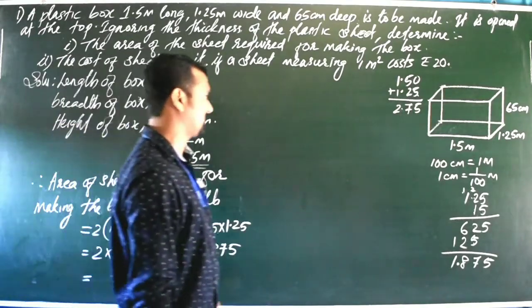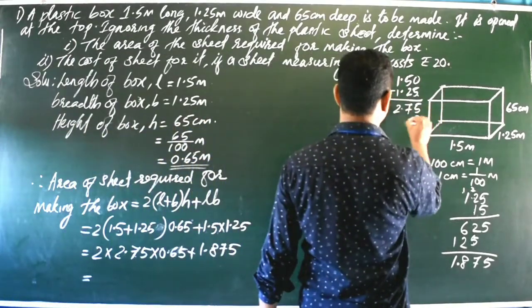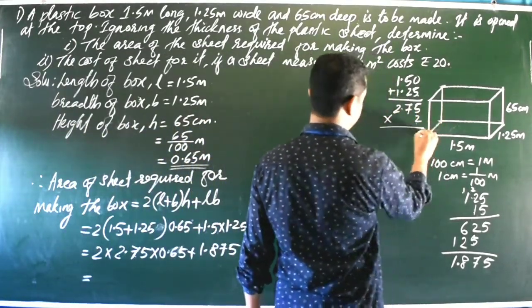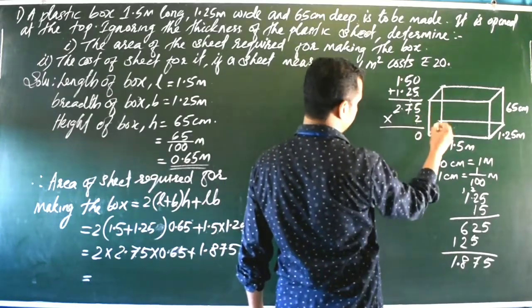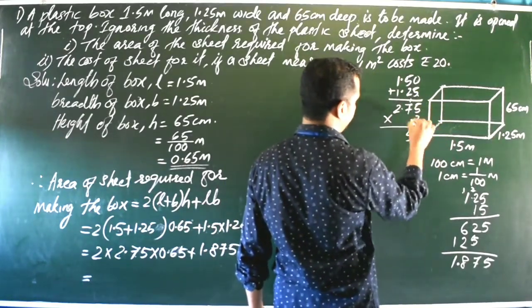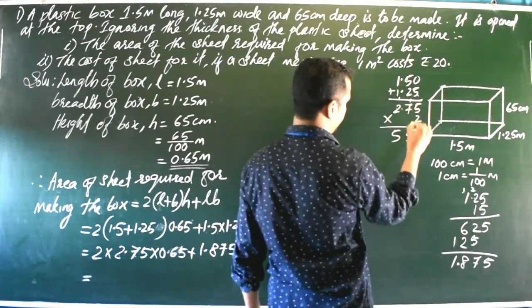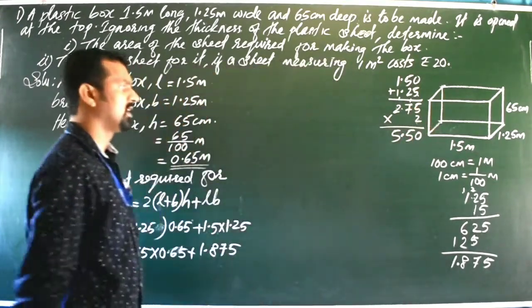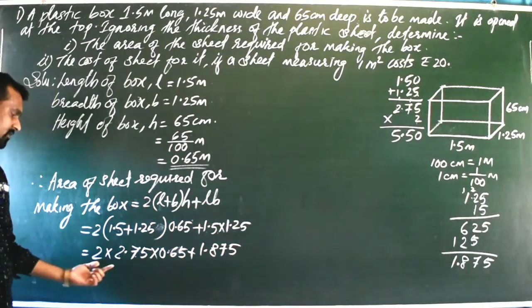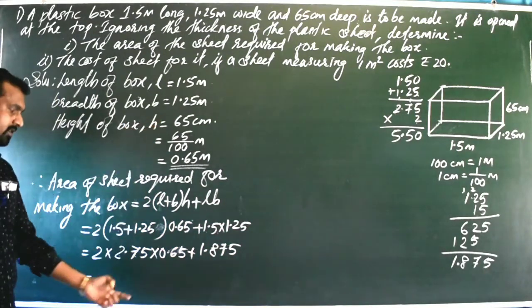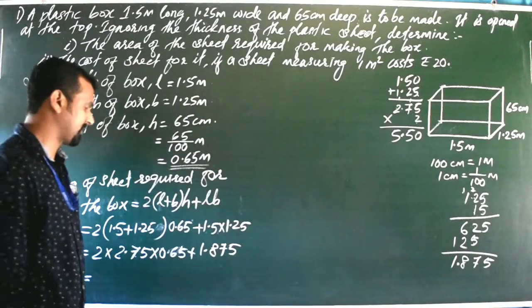2 into 2.75. 2.75 into 2. 2 5s are 10, 0, remainder 1. 7 2s are 14 plus 1, 15, 5, remainder 1. 2 2s are 4 plus 1, 5. How many decimal points? 2 decimal points. So it will come 5.50. 2.75 into 2, 5.50 into 0.65.